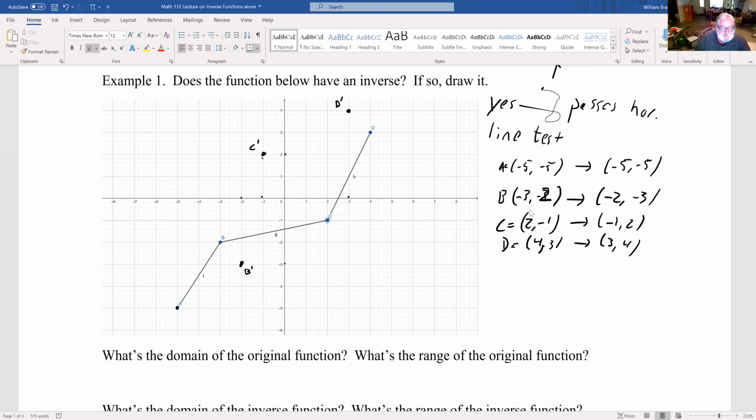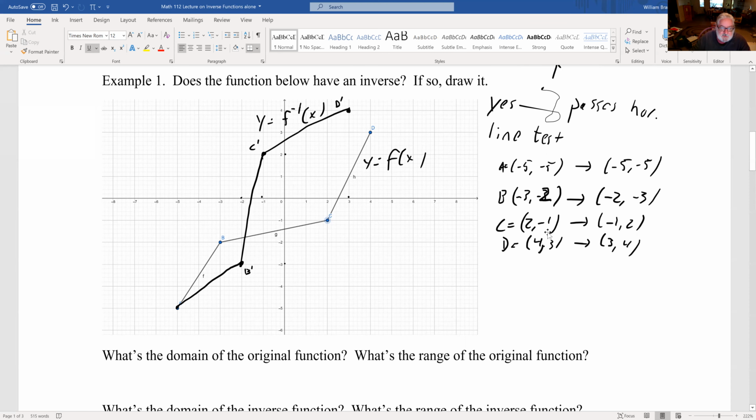So what does my inverse graph look like? Well, we just connect the dots. A to B prime, B prime up to C prime, C prime up to D prime. And so there's the graph of my inverse function. If this is y equals f of x, this is the graph of y equals f inverse of x, with a -1 there. Great, and the line y equals x runs through the middle of it, and it's a reflection over that.